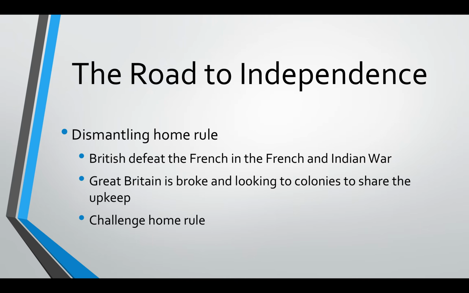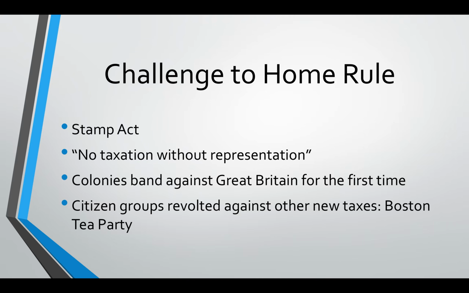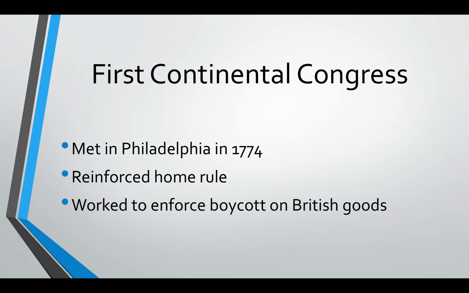In response to the Stamp Act, the colonies banded together in opposition to Great Britain. They wrote a resolution condemning the Stamp Act, but could not agree on a course of action. Eventually, citizen groups revolted against other new taxes, leading to the Boston Tea Party. The First Continental Congress met in Philadelphia in 1774 to reinforce home rule and to plan a boycott on British goods.